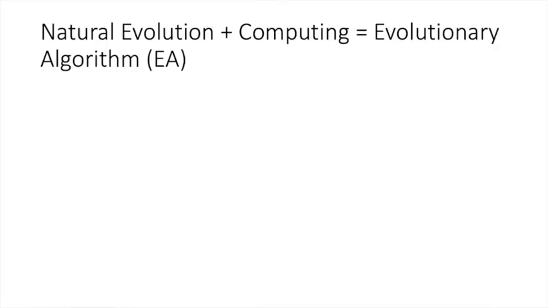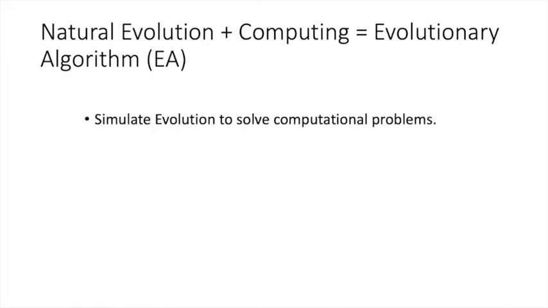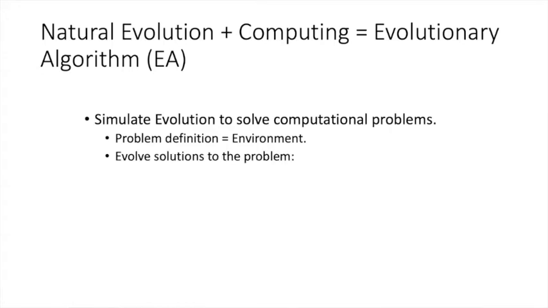While that was biology, if we use the lessons from natural evolution to solve computational problems, we enter the exciting field of evolutionary computation. In evolutionary computation, or EC, we simulate evolution. That is, we borrow lessons from evolution to solve computational problems. While the environment in nature poses the challenge, in EC, our problem definition represents that challenge. The problem definition is represented by an objective function or a fitness function.